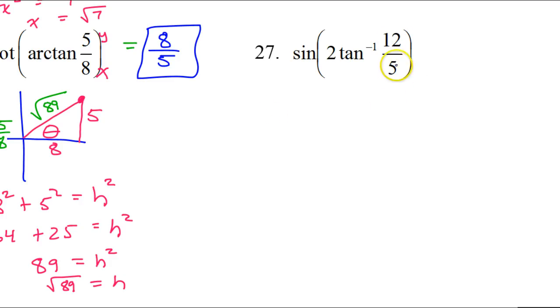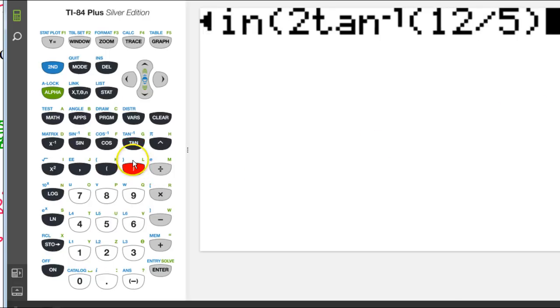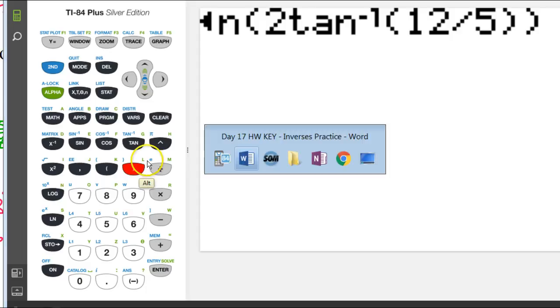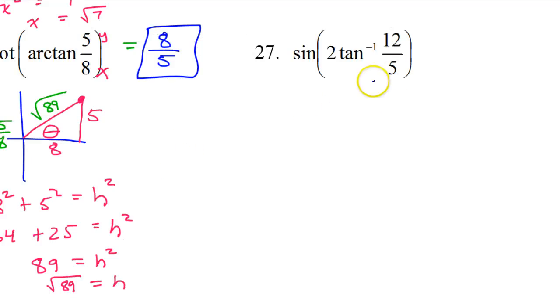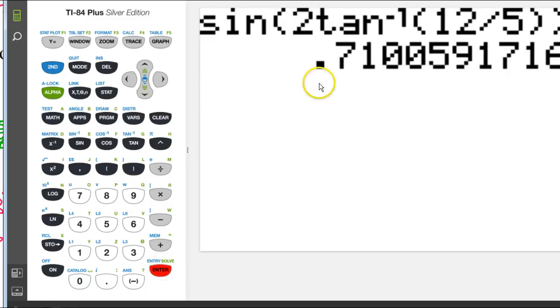And then I have 12 over 5. So I could do 12 divided by 5. I have to make sure I close the parentheses, and then I have to close the parentheses again for the parentheses that's in front of the 2. All right, that should be everything. So this is the answer I get. I'm going to go ahead and put 2 decimal places, nearest hundredths, so that would be 0.71.